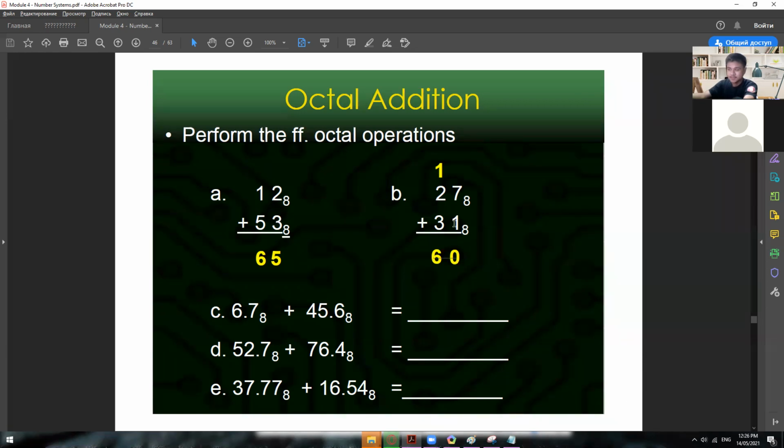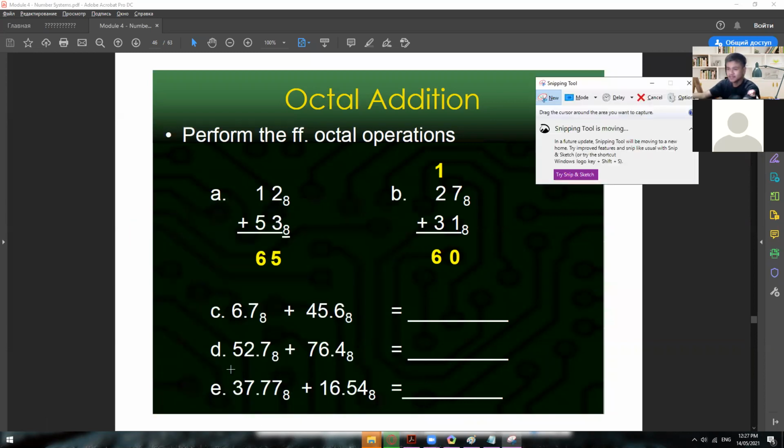So 27 plus 31 is 60 in octal. All right, so there's only one who was able to get it. How about the others? Okay, good. So most of you were able to get it. So let's answer letter E.